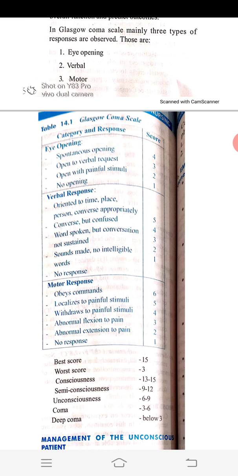Motor response: when patients bend their arms or legs, or resist their limbs, then it is known as motor response.